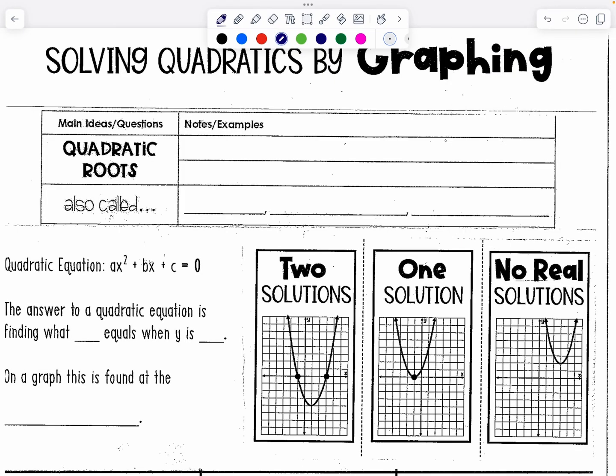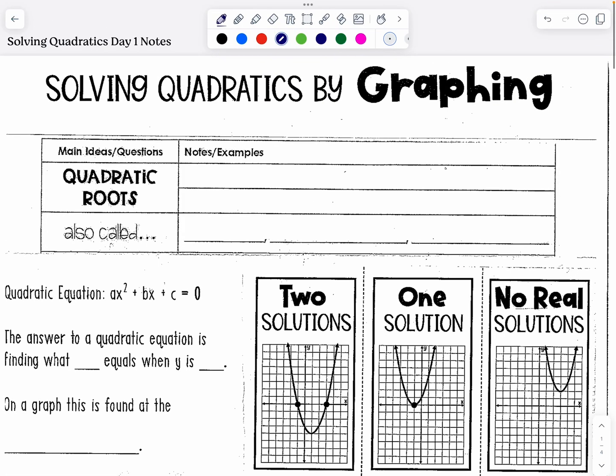All right, guys, so today we're going to talk about solving quadratics. We're getting into this unit where we are actually getting number answers, such as x equals 5 and x equals 2. We have 5 different ways that we can solve quadratics. Today, we're going to talk about 2 of them.